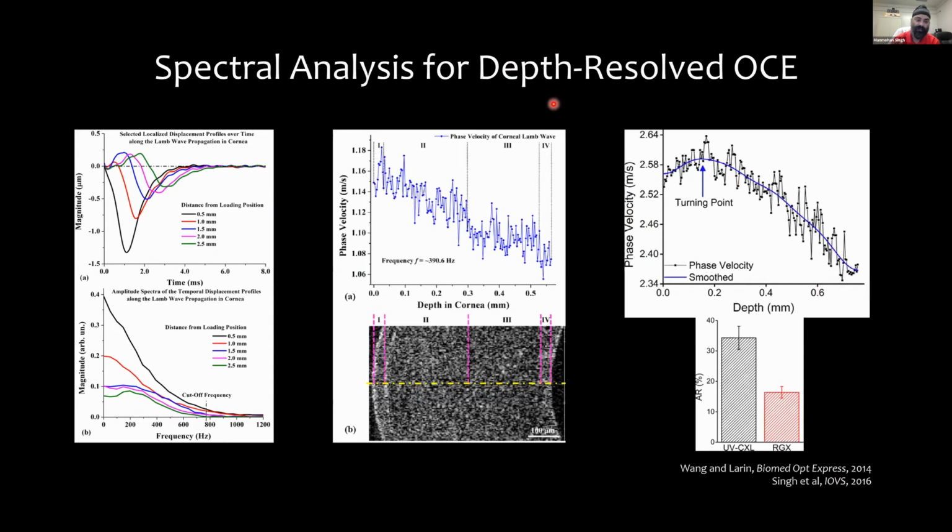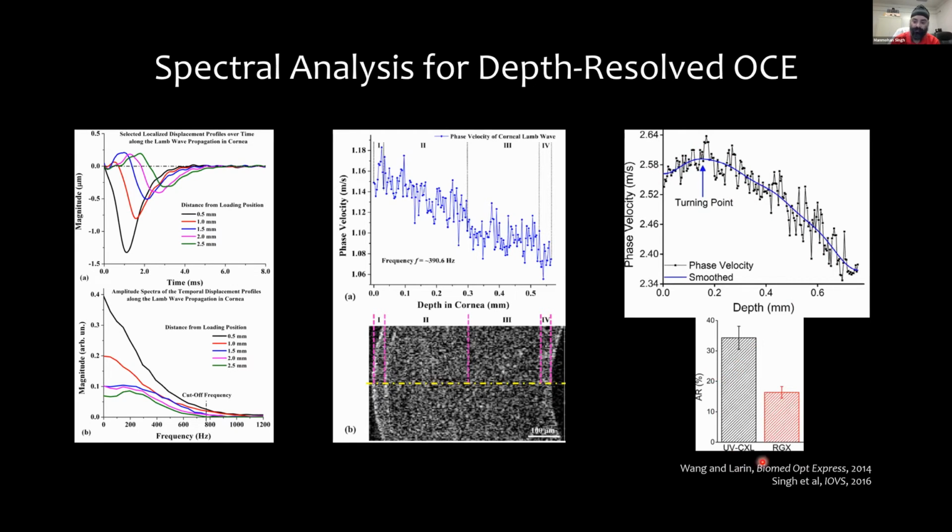Now, beyond just looking at the speed of the wave, we can also do what's called spectral analysis. Because of the shape of the cornea, it's basically a curved thin plate, so these waves will disperse, or basically each of their frequencies is going to travel at different speeds. Using those properties, we're able to map the changes in the biomechanical properties of the cornea as we go down through its depths. One of the coolest applications we did using this was to determine how deep the cross-linking is actually happening using what we call the phase velocity, or the speed of the wave at different frequencies.